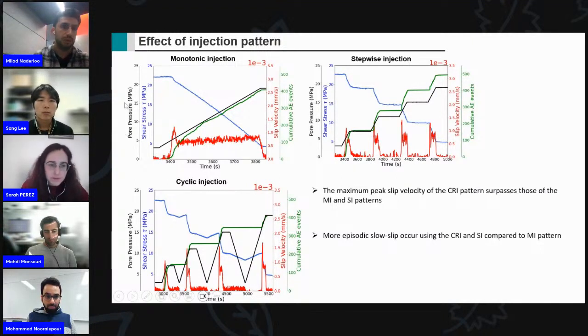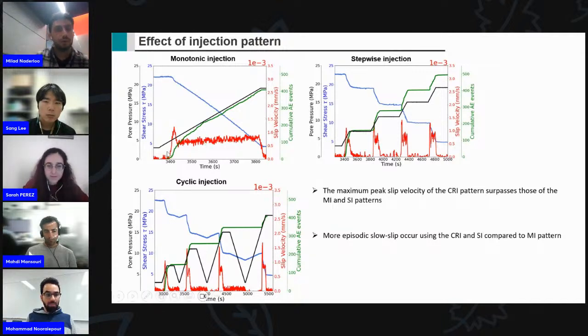It may look like messy or complicated graphs, but I just draw your attention to the black one, which is the pore pressure that we increase in our system in a monotonic way, pore pressure that increases stepwise, and pore pressure that we increase in a cyclic way. And the red one shows slip velocity, how fast your fault is moving. It's really important. If it moves faster, then you have a bigger earthquake, and if it moves slower, you have a small earthquake.